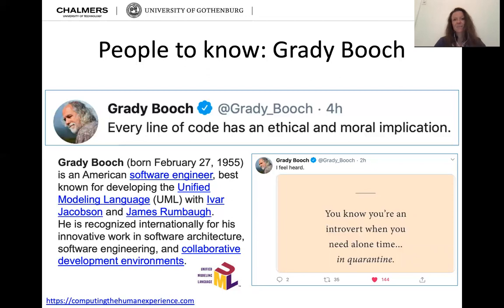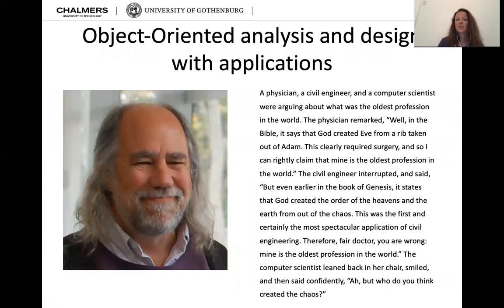With that, let's move on to Object-Oriented Analysis and Design with Applications. I think this is my favorite picture of Grady because he has this fun smile. It's just really warm. So he starts his book off with the following paragraph.